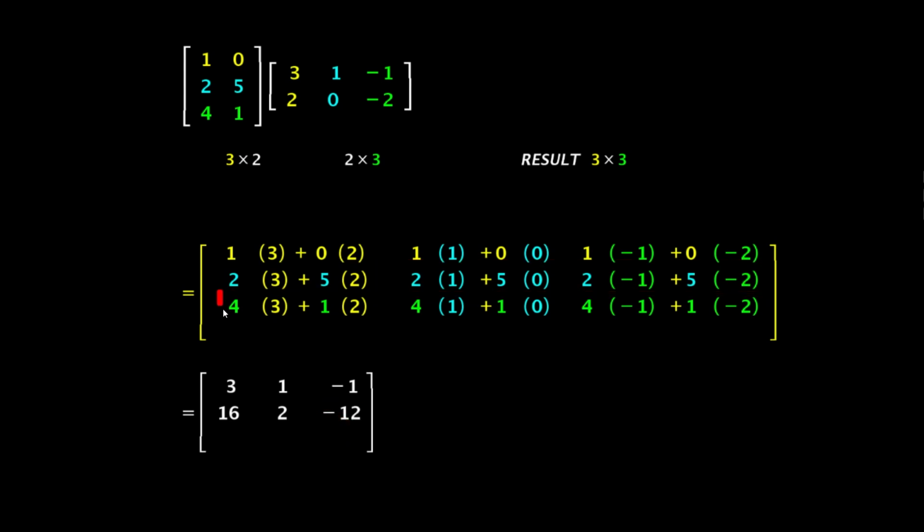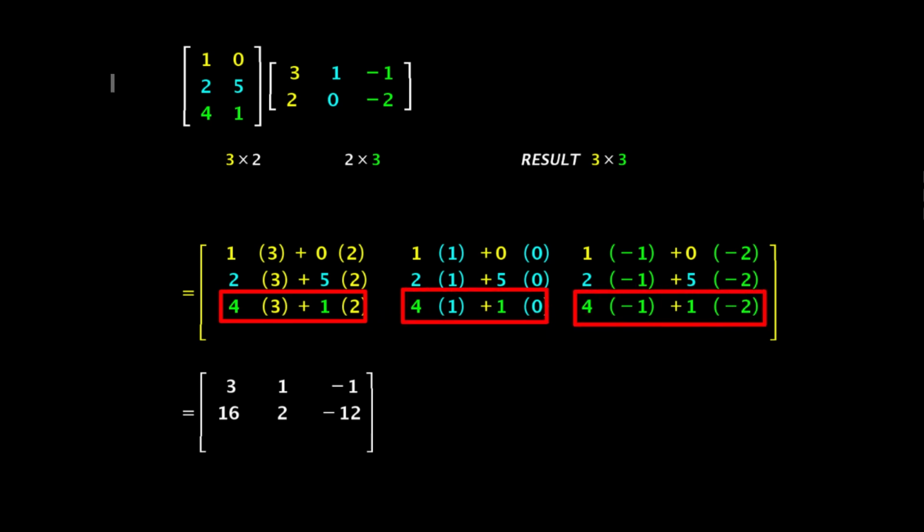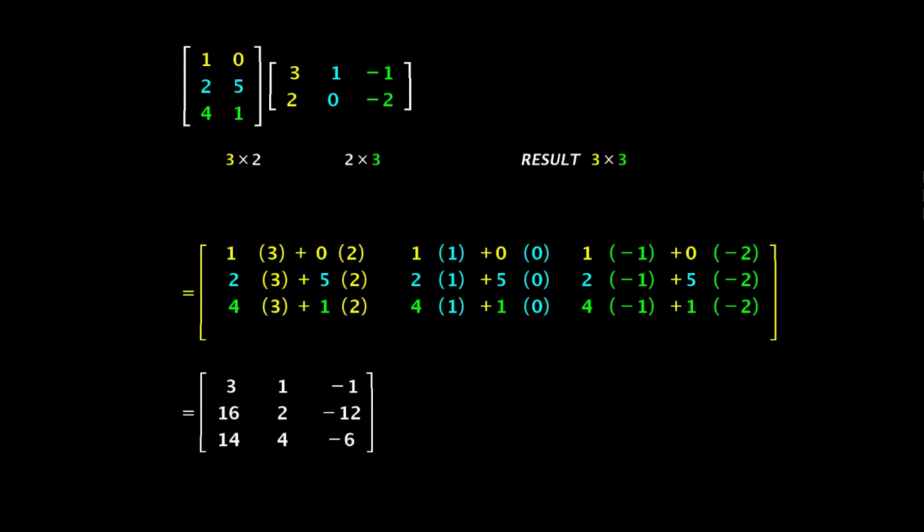And the last part is this block, that block, and that block. So 4 times 3 is 12, and 2 times 1, 12 plus 2 is 14. Next block is 4 times 1 is 4, 1 times 0 is 0, 4 plus 0 is 4. And the last one, 4 times negative 1 is a negative 4, 1 positive with a negative is negative 2. So negative 4, negative 2 is going to be a negative 6. And that is our final answer.